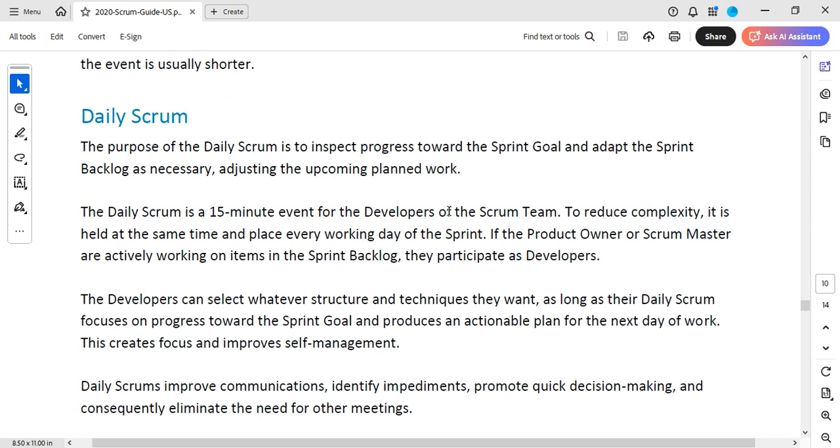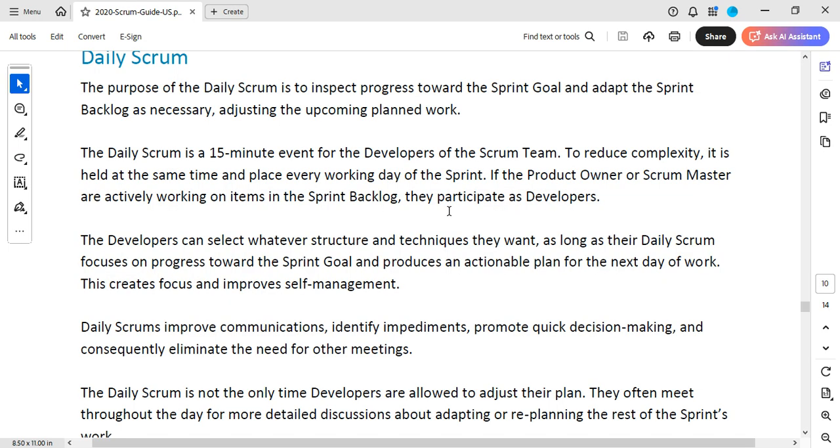Now, let's move to the daily scrum. The purpose of the daily scrum is to inspect progress towards the sprint goal. So make sure that we are meeting each day to say, okay, we now have a sprint goal. How far are we from achieving the sprint goal? And then adapt the sprint backlog as necessary. Okay, let's look at our sprint backlog. Are we achieving this task? Are we ticking off this task? Are we doing what needs to be done? Are there blockers?